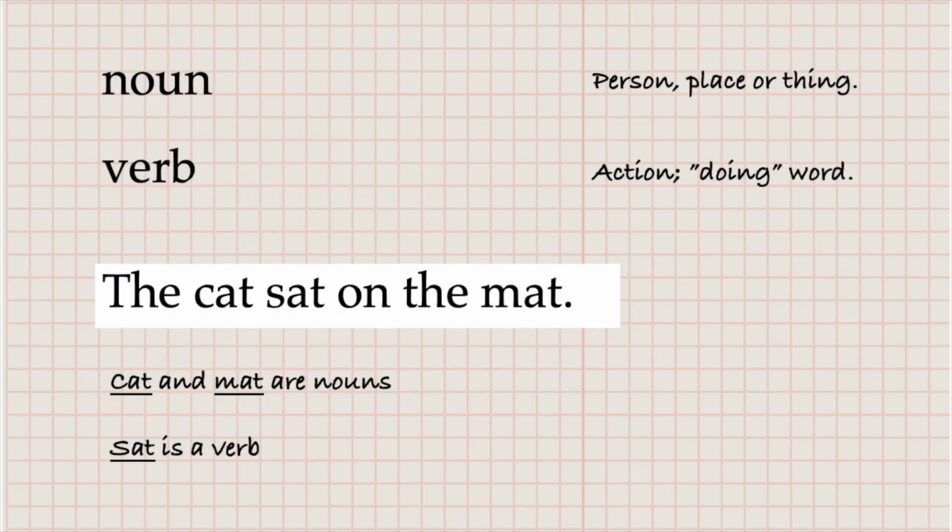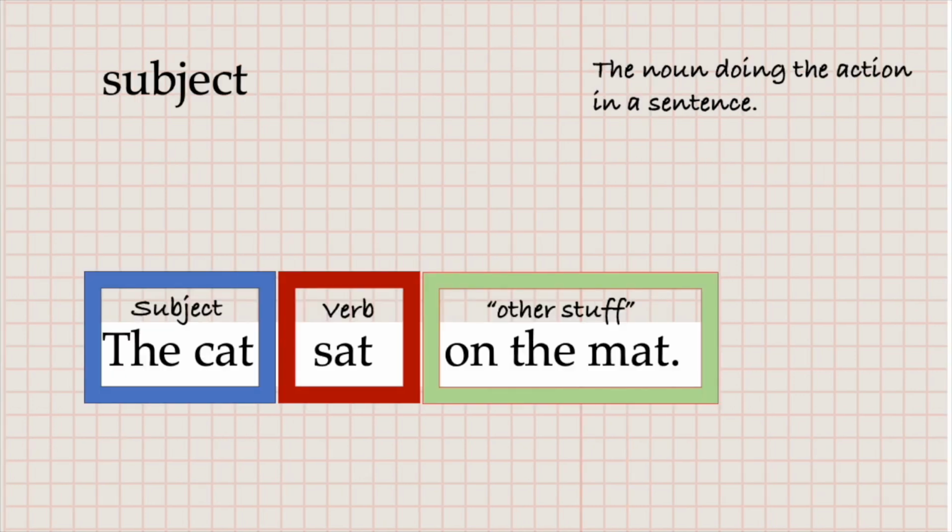Okay then, let's start with some basic principles. Hopefully you know from learning English or any other language what a noun and a verb are. A noun being a person, place or thing, and a verb being the action of a sentence, the doing word. So in the sentence the cat sat on the mat, cat and mat are nouns, they're things, and sat is the verb.